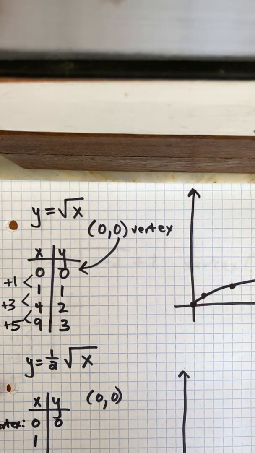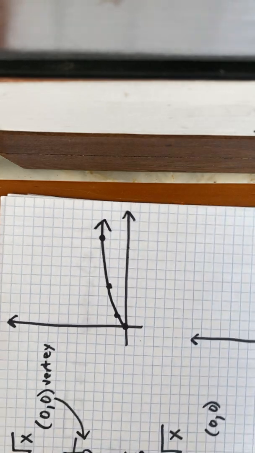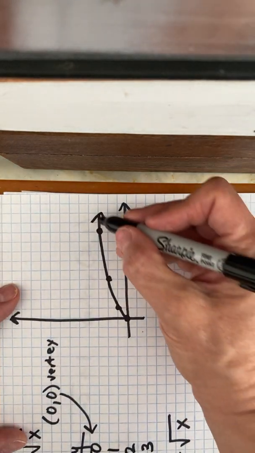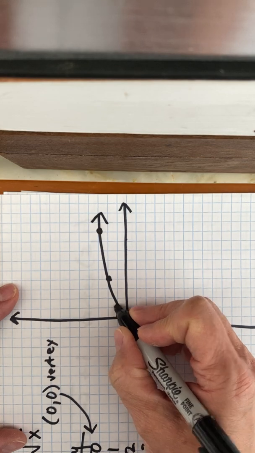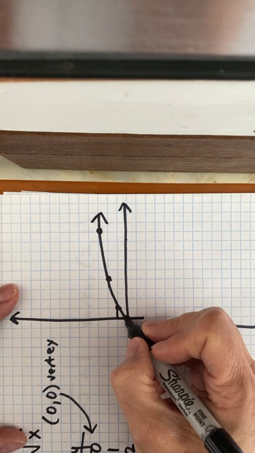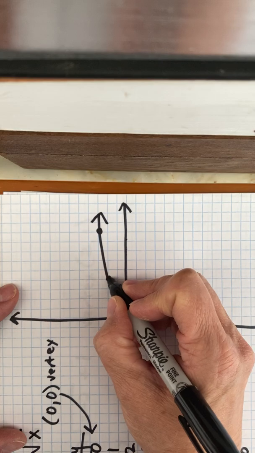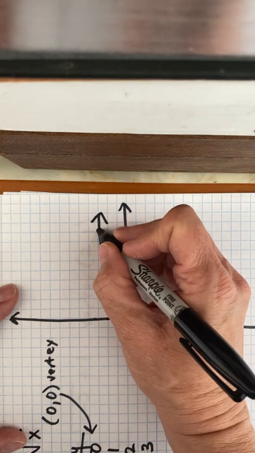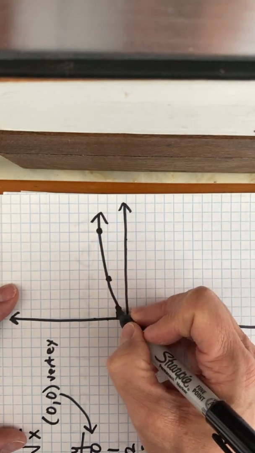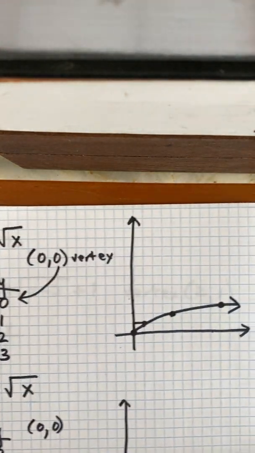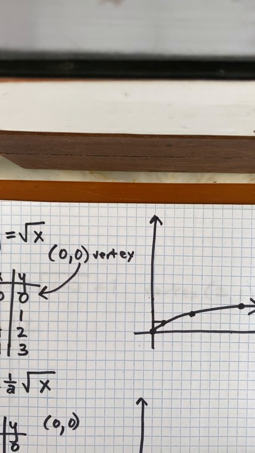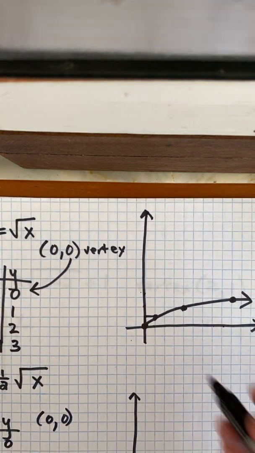Okay, and I want you to notice something. If I turn it sideways, it looks like half a parabola, right? Notice I go over 1, up 1, over 2, up 4, over 3, up 9, right? Over 1, up 1 squared, over 2, up 2 squared, over 3, up 3 squared. So it has a pattern just like the quadratic function had a pattern. Let's see if we can figure out what that pattern is.